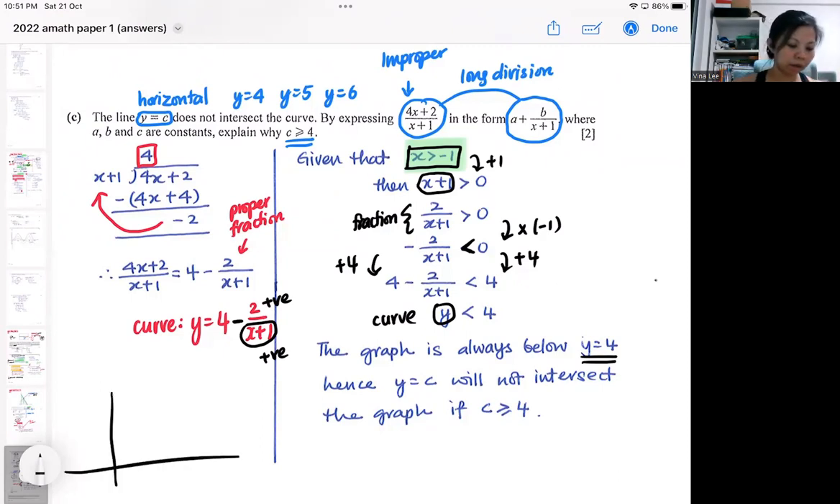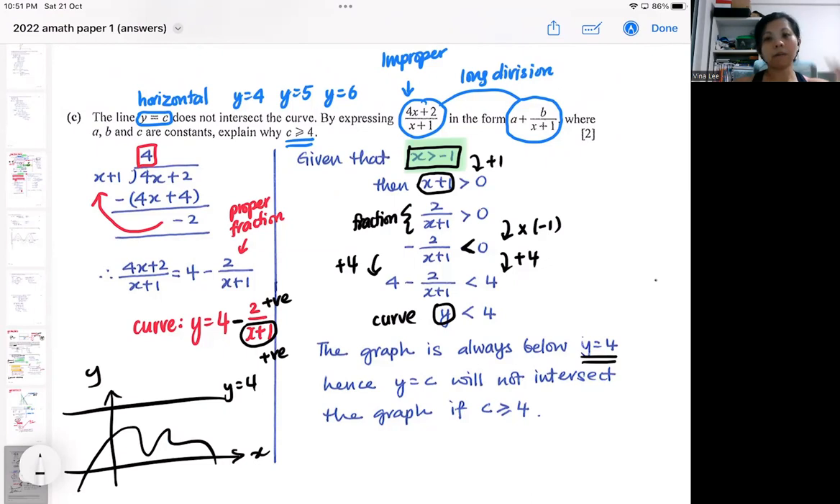You can visualize it like this. I just randomly draw. There's a line y equal to 4. I just draw the graph anyhow. The graph always ends up below 4, so any line that is 4 and above technically can't cut it. So you follow what they are telling you. They are guiding you, so do exactly what they are saying.